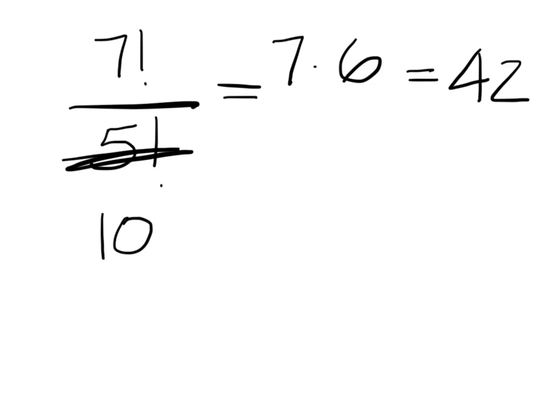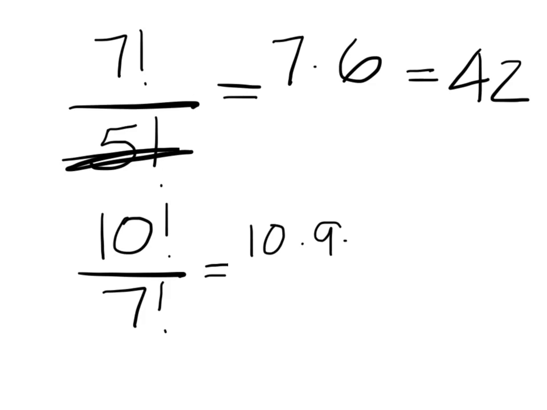If I had 10 factorial over 7 factorial, the difference between 10 and 7 is 3. So I only need 10, 9, and 8, the first 3 of 10 factorial, which is 720. Or you can type them all in the calculator.